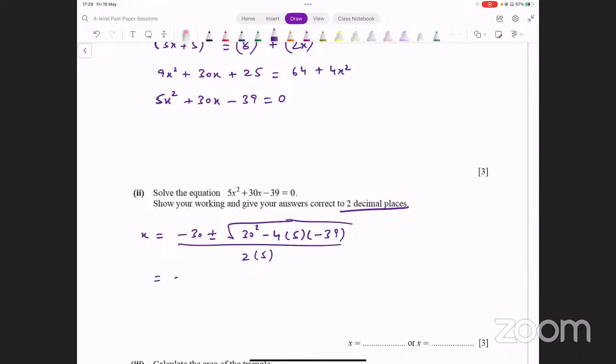Let's simplify this. This gives us minus 30 plus minus square root of 30 squared minus 4 into 5 into minus 39. And that's giving me 1680 inside the square root. In the denominator, we have 10.